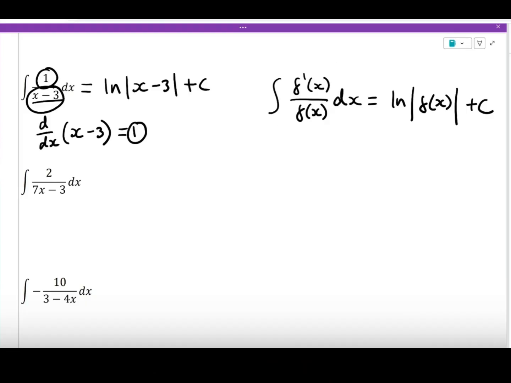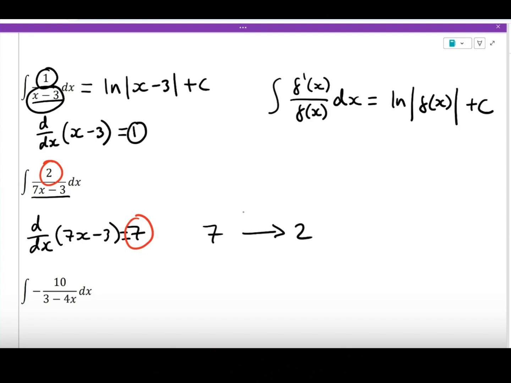So let's look at our second one. Let's do our check for the reverse chain rule, which involves differentiating my denominator. If we differentiate 7x take 3, I would get 7. Then if we compare this 7 to my numerator, are they numerical multiples of each other? Yes, they are. In order to get from 7 to 2, we would have to multiply by 2 divided by 7. We're going to make use of this in our answer.